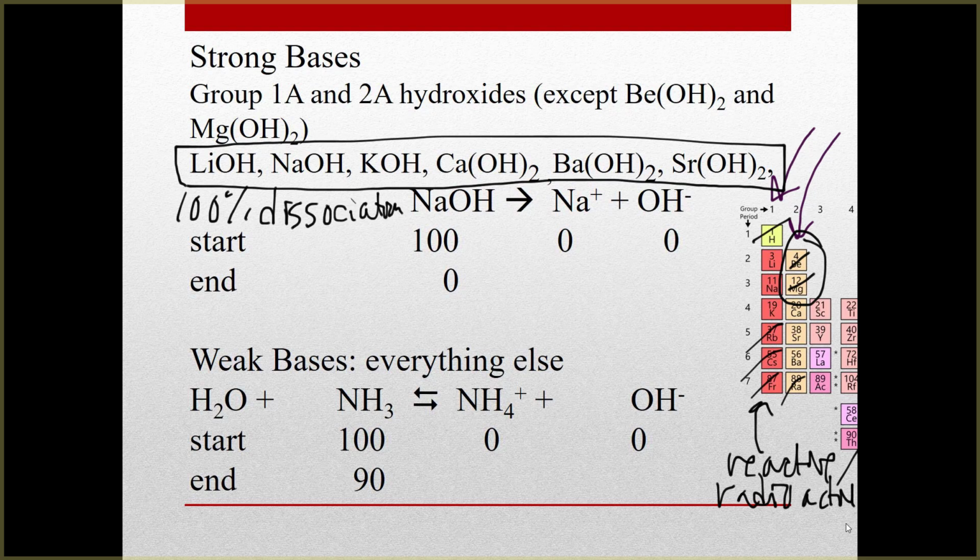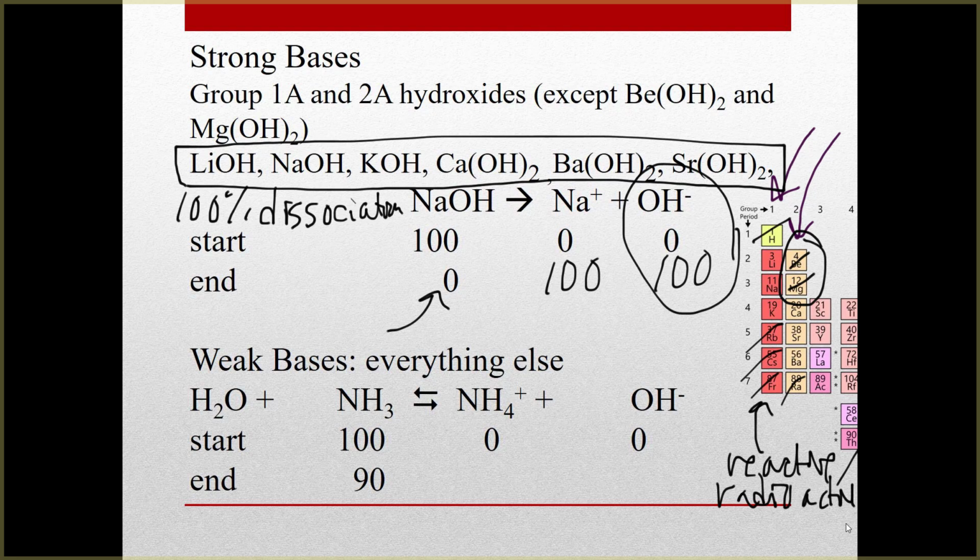So if I put sodium hydroxide in water, you can see that at the end, I'm not going to have any sodium hydroxide left. So it will completely break up. So I'll have 100 sodium ions and 100 hydroxide ions. And so that hydroxide, that's your base particle. And so your strong base makes a lot of hydroxide, so a lot of base. Let's look at a weak base. A weak base is anything else that's not part of this list.